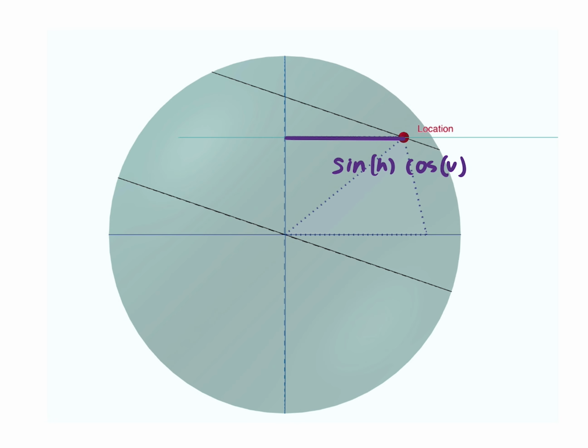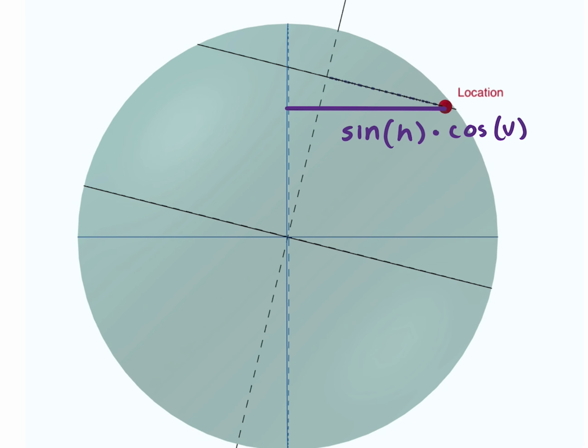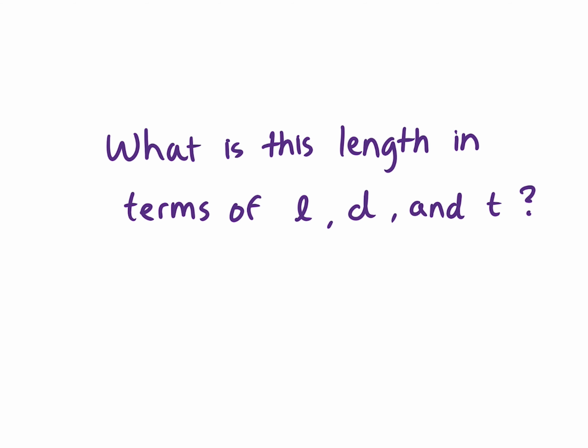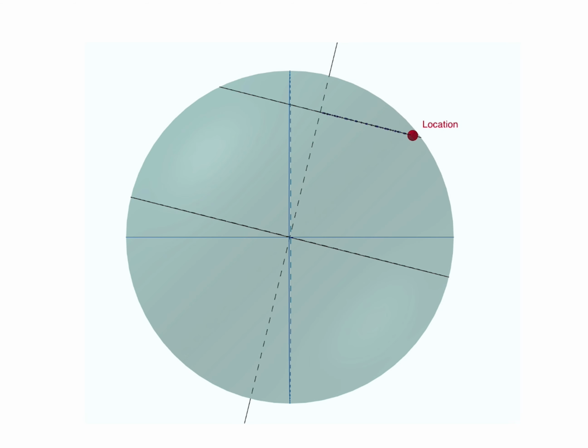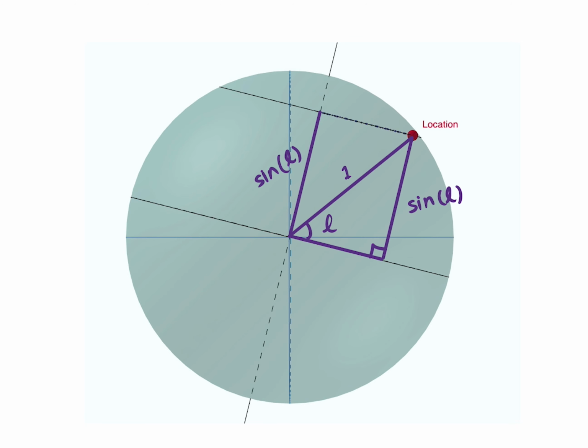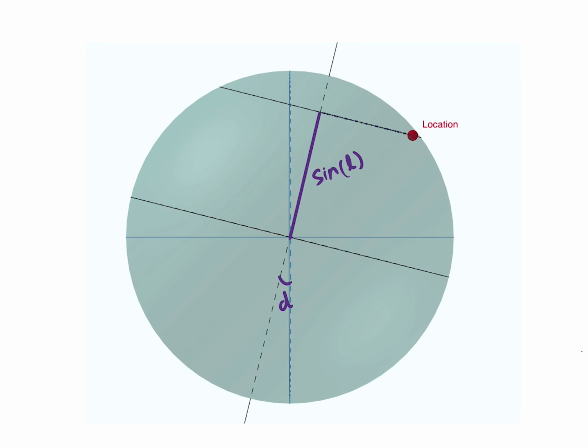And that's exactly what we're looking for. Now, how can we express this segment in terms of L, D, and T? Well, we can break it into these 2 parts. This first part depends on the declination and the latitude. So this is sine L, and this is D, so this is also D, which makes this segment equal to the hypotenuse sine L times sine of D.